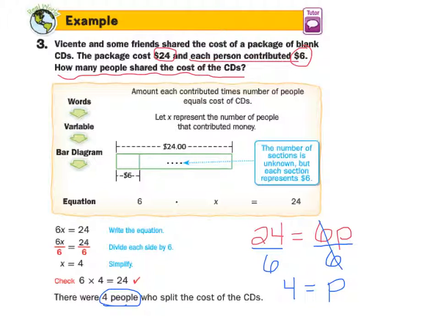Now notice my equation is written differently. They wrote 6x equals 24. That's the same thing as 6 times P on the other side of the 24, or 24 equals 6p. We still get to the same answer, 4.